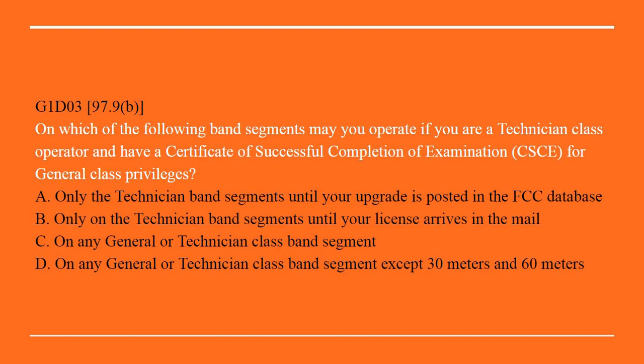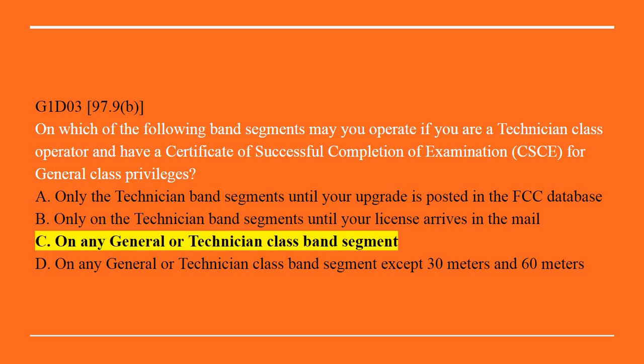Technician only. G1D03. On which of the following band segments may you operate if you are a technician class operator and have a certificate of successful completion of examination, also abbreviated as CSCE, for general class privileges? A. Only the technician band segments until your upgrade is posted on the FCC database. B. Only the technician band segments until your license arrives in the mail. C. On any general or technician class band segment. Or D. On any general or technician class band segment except 30 meters and 60 meters. Correct answer, on any general or technician class band segment. Once you've got that paper in your hand, you're good to go.